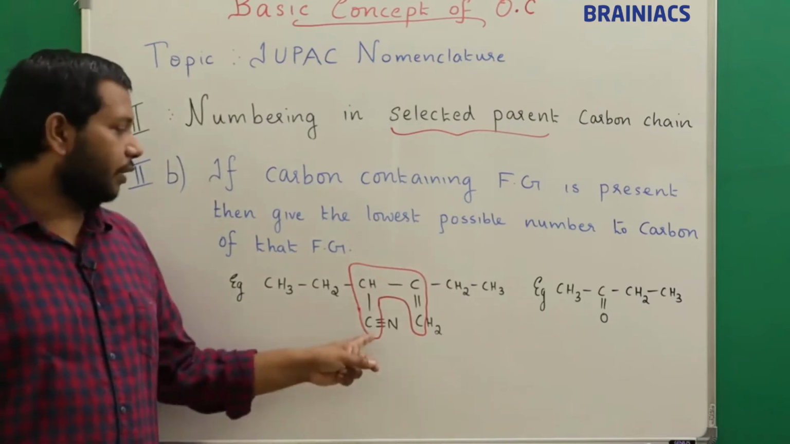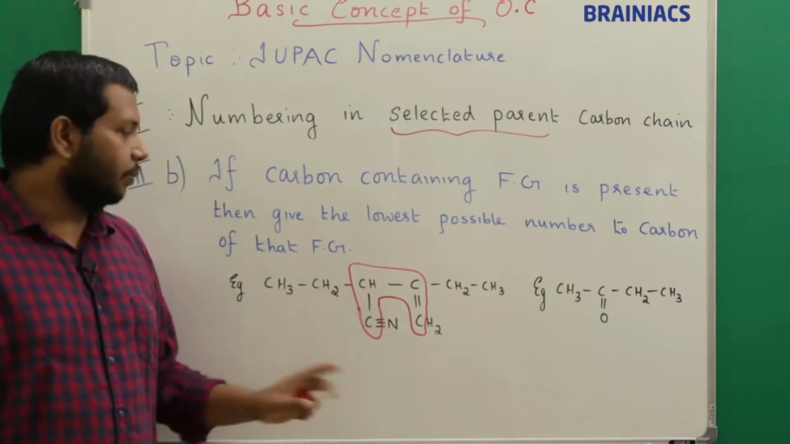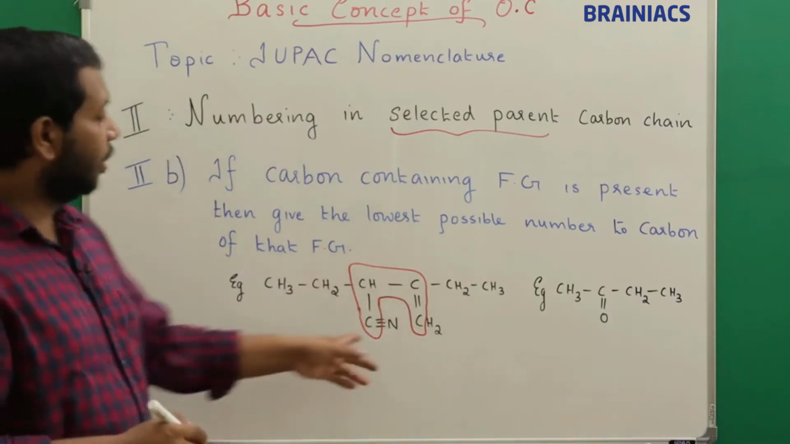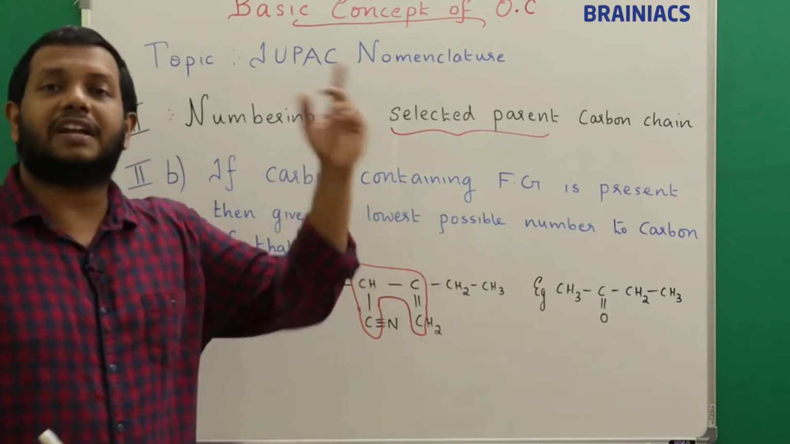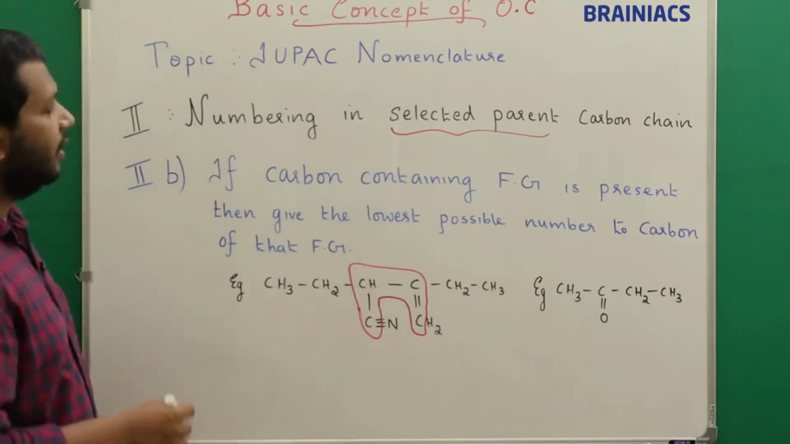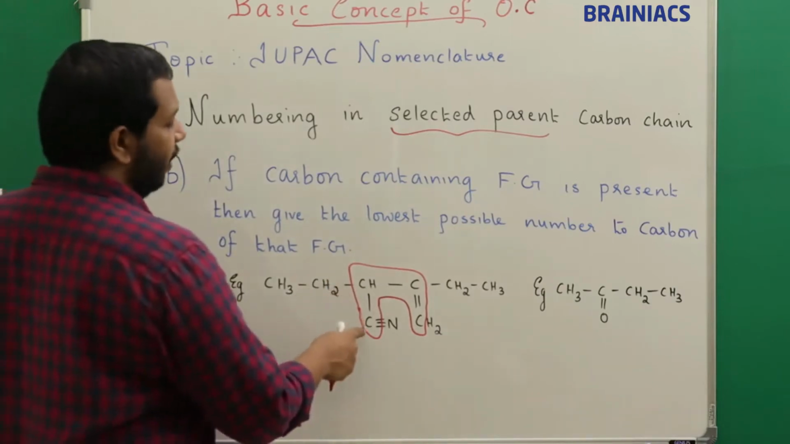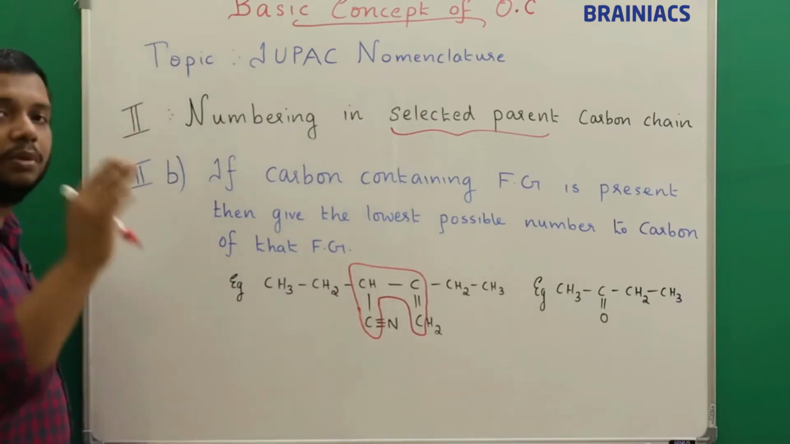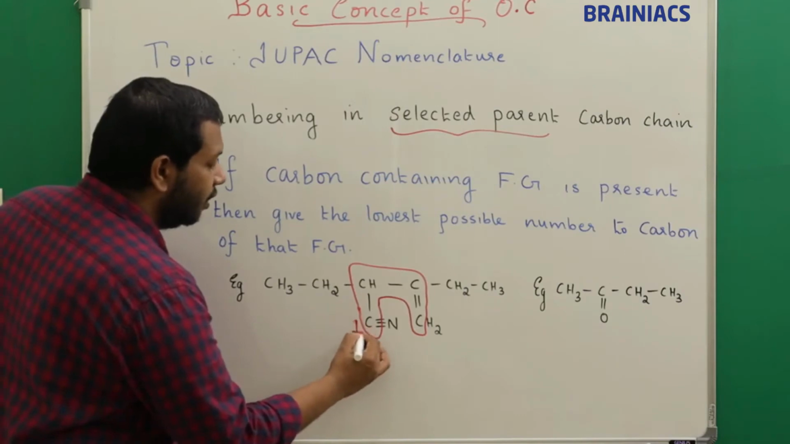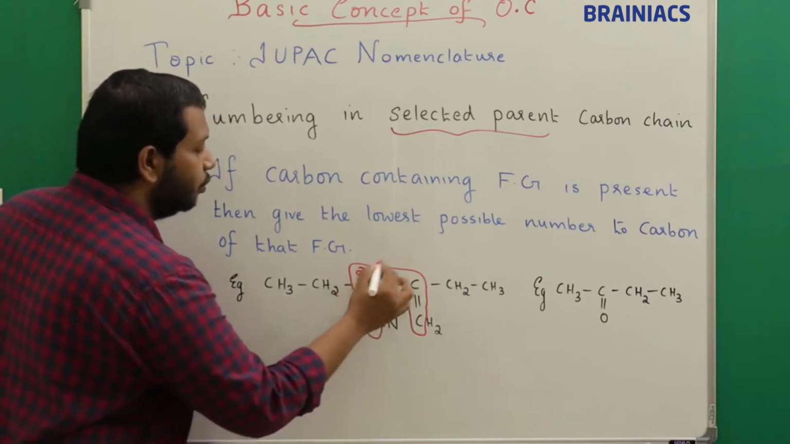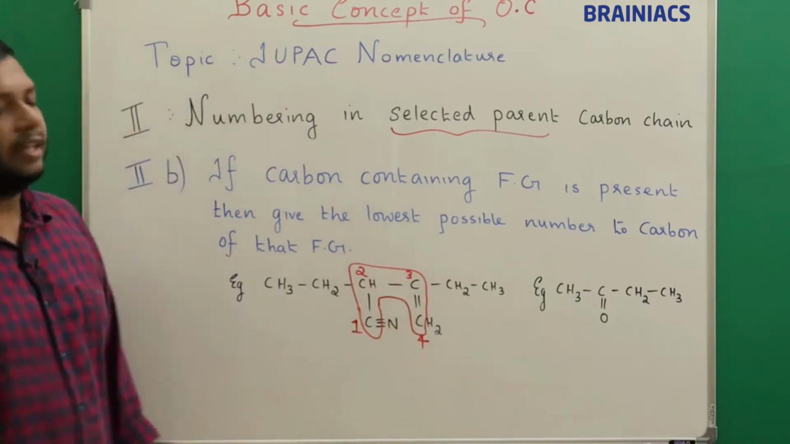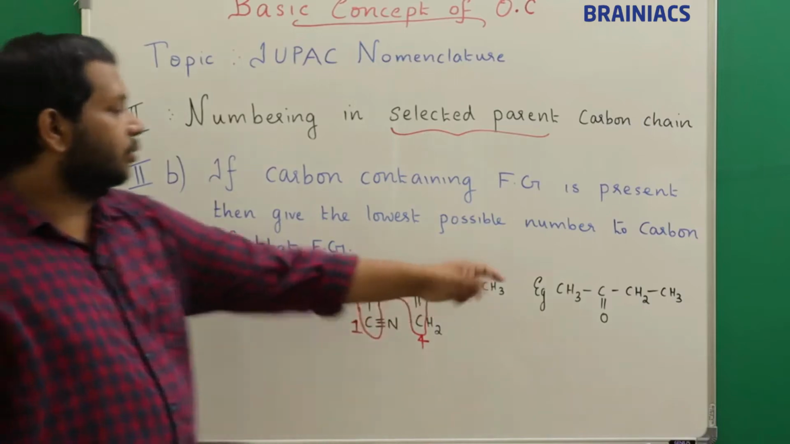Understood? So first priority goes to the carbon containing functional group, next priority goes to including the maximum number of double bonds. If these two are not there, then we can choose the one which contains the maximum number of carbon atoms. Then the priority goes to the substituents, correct? So next question is how to number it. If a carbon containing functional group is present, try to give the lowest possible number to that. So this should be 1, this should be 2, this should be 3, and this should be 4. Clear?